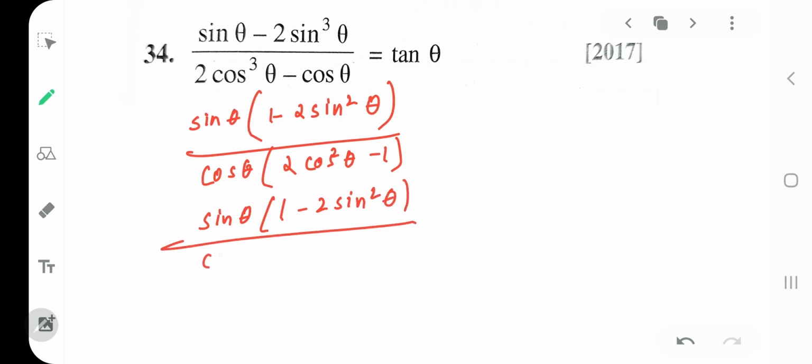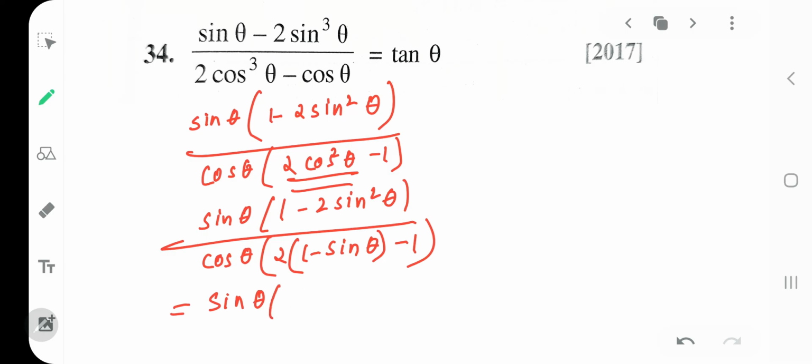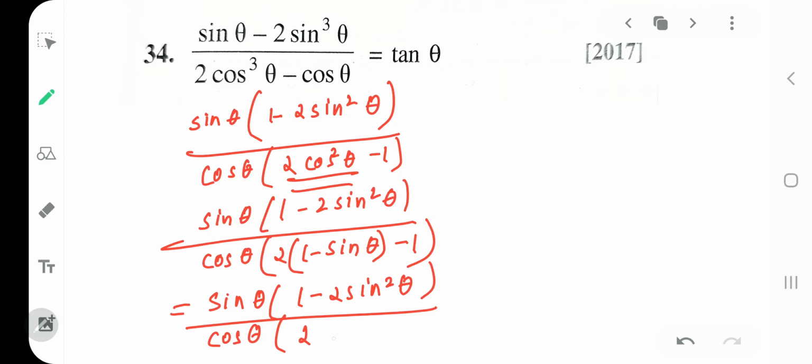For down you can take cos theta, and for 2 cos square theta you can write 1 minus sin square theta, taking 2 outside. So that will be sin theta 1 minus 2 sin square theta, and down you will have cos theta 2 minus 2 sin square theta, here it is square, minus 1. I have just opened this bracket here.